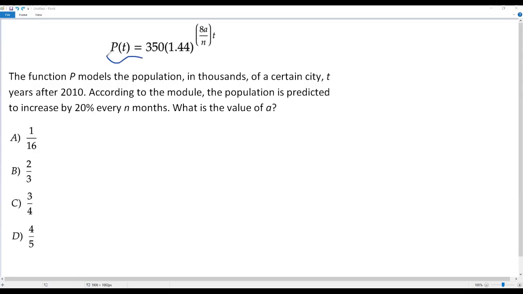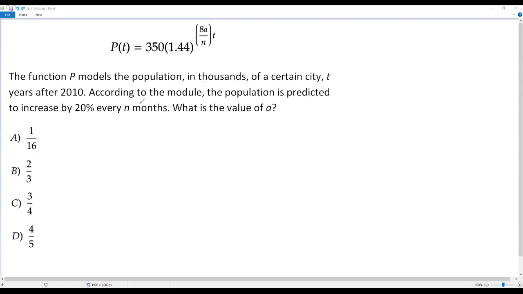Okay, here we have an exponential function. There are two types of exponential functions: one is exponential growth and the other is exponential decay. The one we have in our problem is exponential growth, because P of t represents the population, and it's predicted to increase by 20% every n months. Since it's predicted to increase, we have to consider the given function as an exponential growth function.